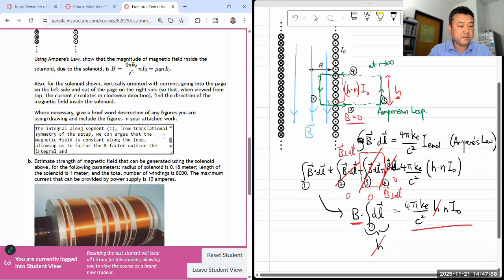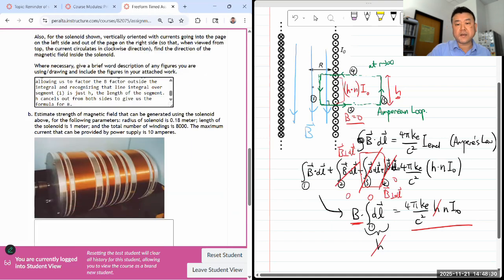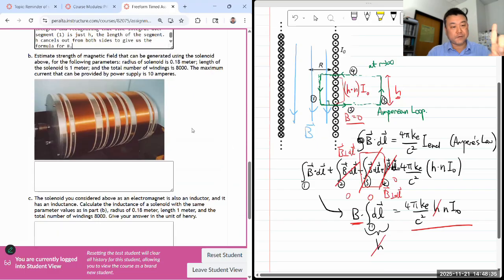integral, and recognizing that the line integral over segment 1 is just h, the length of the segment. H cancels out from both sides to give us the formula for B. There are some details that I'm skipping over, like how this is parallel to B, that allows us to simplify the dot product. I'm skipping over that.